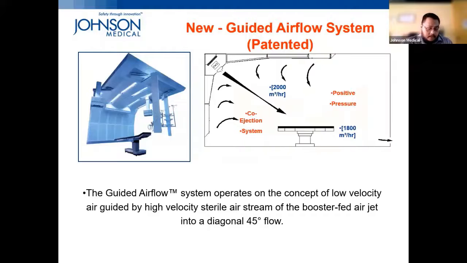So this is Johnson's solution to the operating theater. This is our guided airflow system. For this, we have guided airflow on the corner here that would direct the air directly to the surgical area.